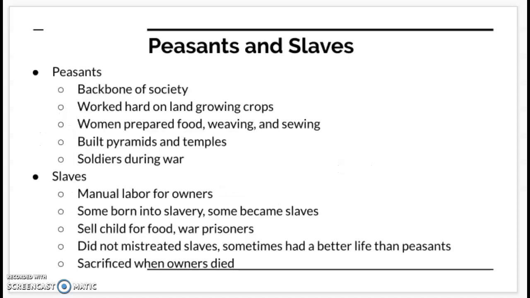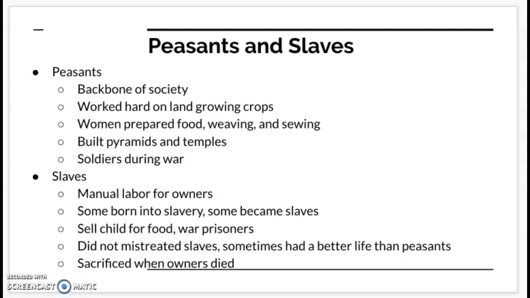Then at the very bottom of the society, we have the peasants and the slaves. So the peasants were the backbone of the society because they worked very hard on the land growing all the crops so everyone would be well fed. Women peasants would help prepare the food. They would do some of the weaving that the merchants and artisans would later sell, as well as some of the sewing, to help make the clothes.